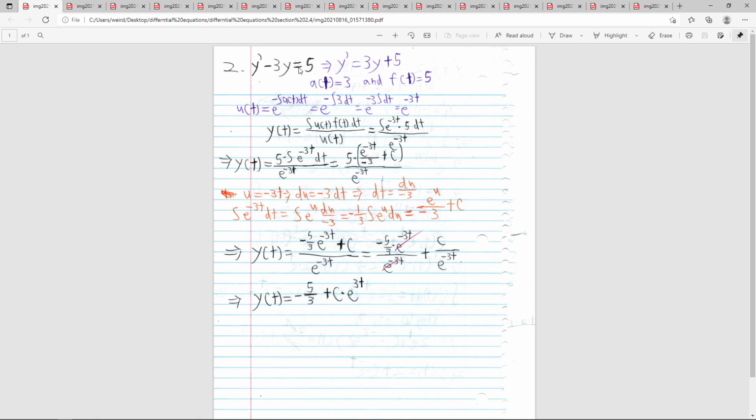So y prime minus 3y equals 5, I rewrite into y prime equals 3y plus 5, and I do this for all of them from now on, because a of t is literally just ripped out of it when you have it in this equality form. I state that every time, and these go on like this. This one's straightforward, it's just e to the negative 3t, the integrating factor, and then you plug into the formula.